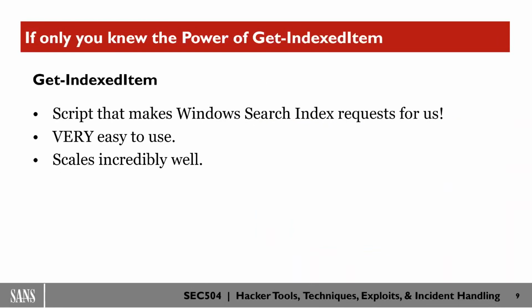The way we're going to do this is by using a lesser known PowerShell commandlet called Get-IndexedItem. A little bit later in the talk, I'll give you a link that you can use to get this. But the thing that's so cool about this is this will make the queries for you, and it actually exposes some functions of the Windows Search Index API that you wouldn't even have available to you if you were using the Windows File Explorer. So I can't stress enough that you need to use this.